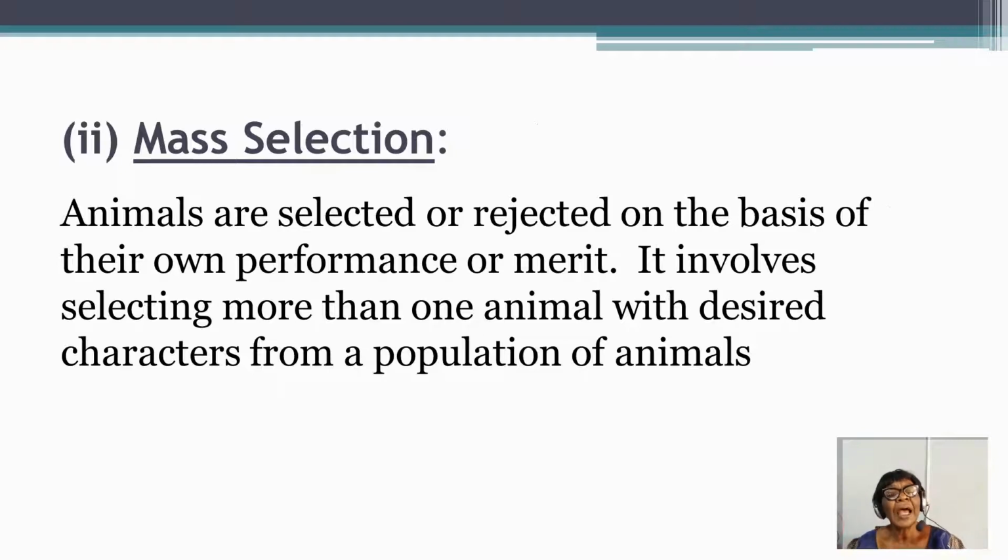Then we have mass selection. In mass selection, animals are selected or rejected on the basis of their own performance or merit. It involves selecting more than one animal with desired characters from a population of animals. Out of many, you pick some based on what the breeder has in mind. Mass selection.